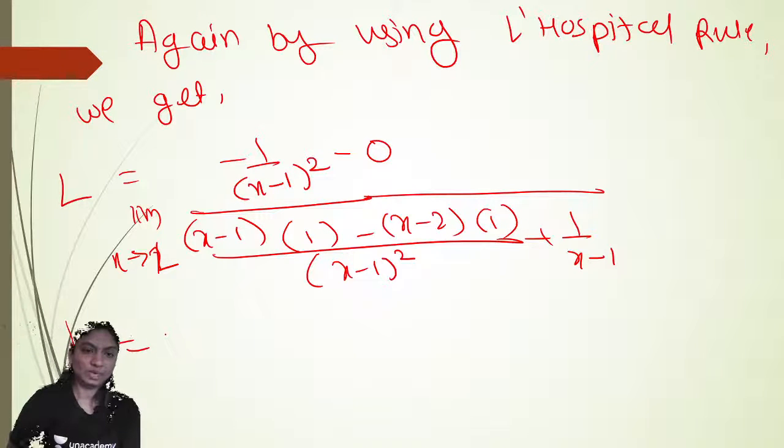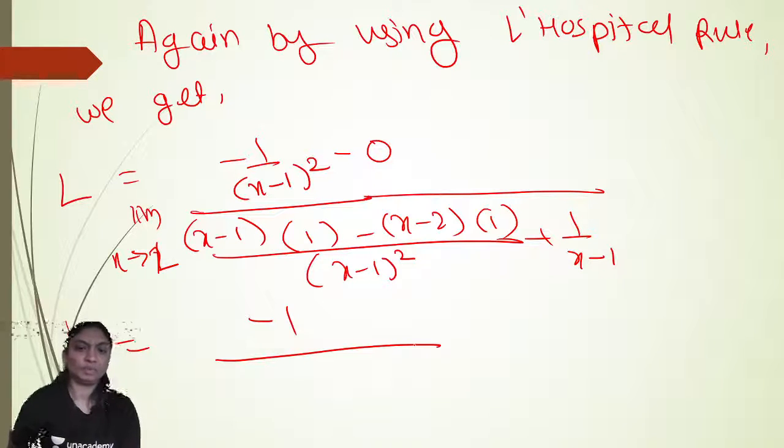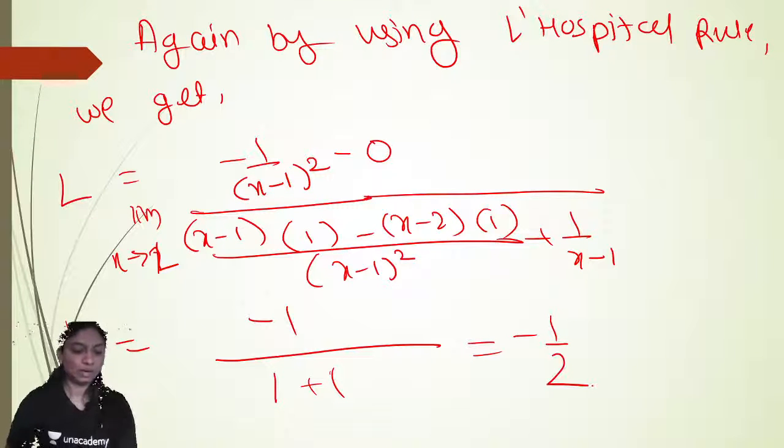So L is equal to the limit as x tends to 2 of minus 1 upon x minus 1 whole square, upon 1 upon x minus 1 plus 1 upon x minus 1. Putting x equals 2, we get minus 1 upon 2 minus 1 whole square, which is 1, plus 1 upon 2 minus 1, which is 1. So the answer is minus 1 by 2. This is your final answer.